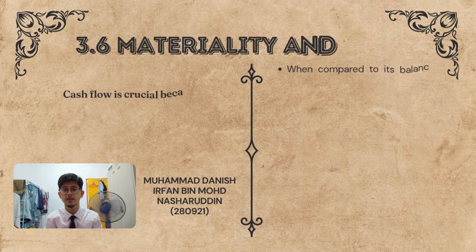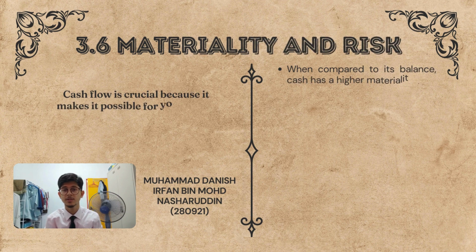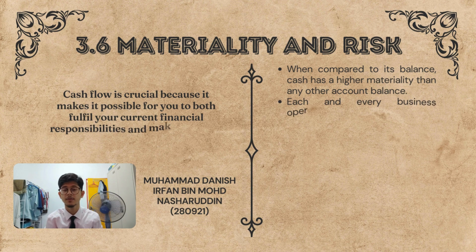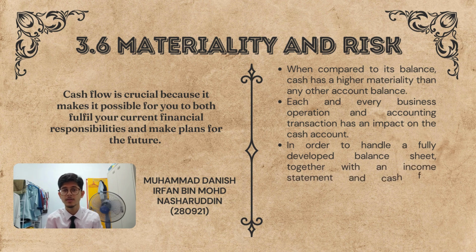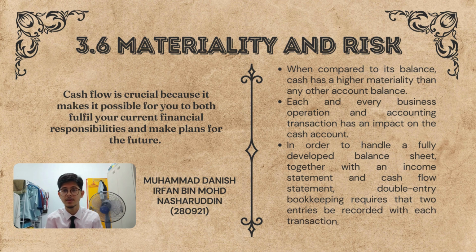Materiality and risk. Cash flow is crucial because it makes it possible for you to both fulfill your current financial responsibilities and make plans for the future. A company's ability to create enough cash from its operations is essential to its ability to pay its bills, pay back investors, and expand. The level to which an item or inaccuracy is considered important depends on the specifics surrounding its omission or misstatement, which determines its materiality.